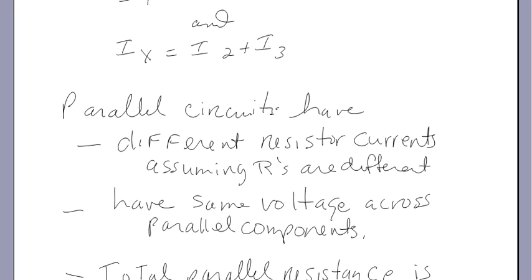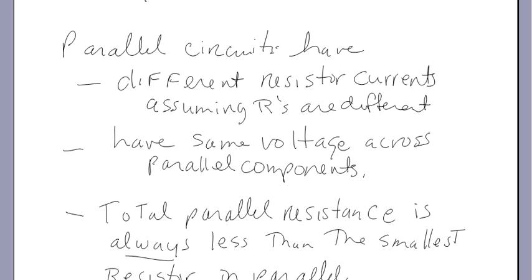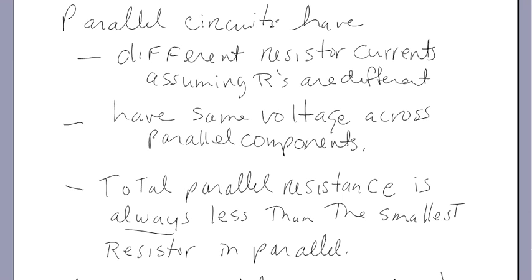Now these are the things that parallel circuits have that series circuits don't. Parallel circuits have different resistor currents, assuming the resistors are all different. Obviously, if you have two parallel resistors that are the same value, they're going to have the same current through them. But they basically have different resistor currents. Whereas series circuits have the same current because it's the same current that travels through all the resistors. Parallel circuits likewise have the same voltage across the parallel components, vice versa for series circuits. Series circuits all have different voltages.